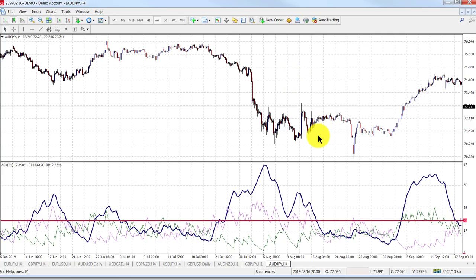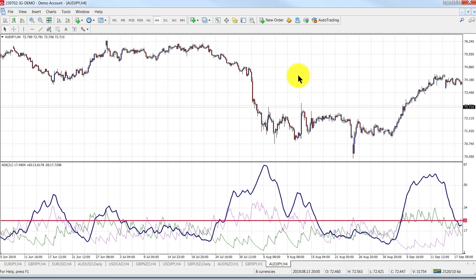Okay, so here it is. Here's the ADX indicator loaded on the bottom of the screen. I'm going to just show you, it is a free indicator that is attached to all the platforms that I'm aware of. So you don't have to go and download it from some forum or some website or anything. It is already built into your trading platform.